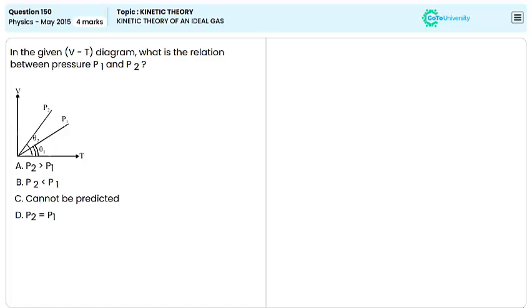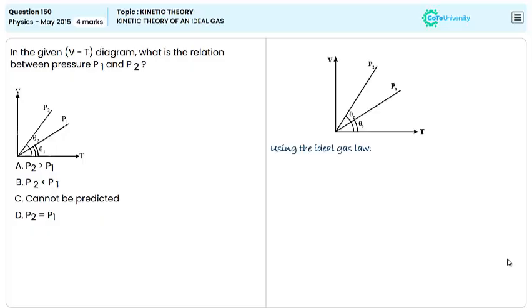In the given volume versus temperature diagram, what is the relationship between pressure P1 and P2? The question involves the relationship between pressures P1 and P2 in a volume versus temperature diagram. Using the ideal gas equation PV = nRT, we can write in terms of P = nRT by V.